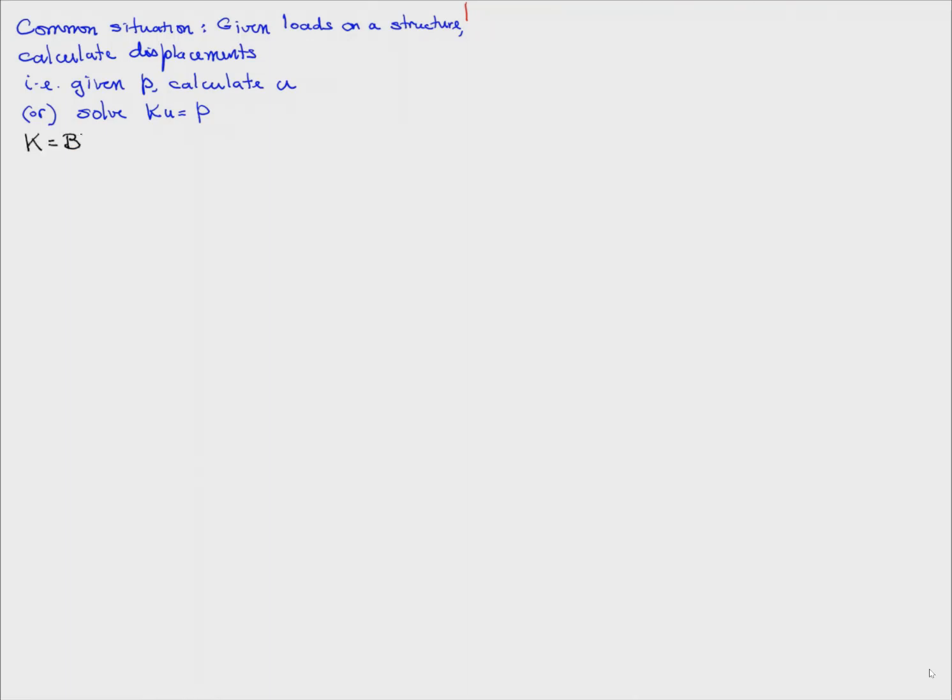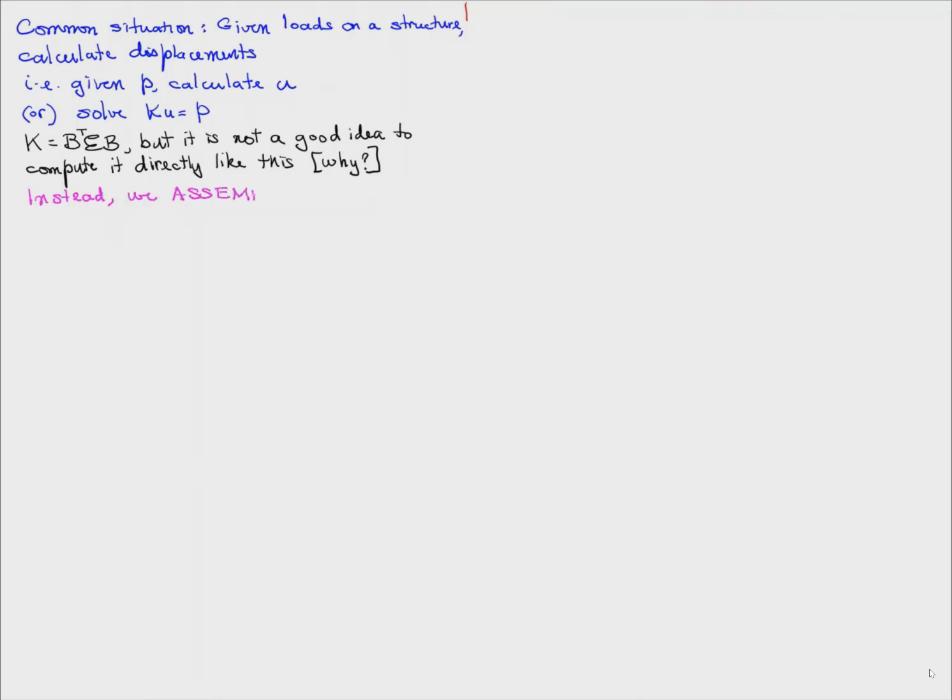Now K equals B transpose EB is a stiffness matrix, but it's not a good idea to do this literally. Think about why. It has to do with the sparsity of K. We'll end up multiplying by lots of zeros. So instead, what we want to do is what we call assemble the K matrix.